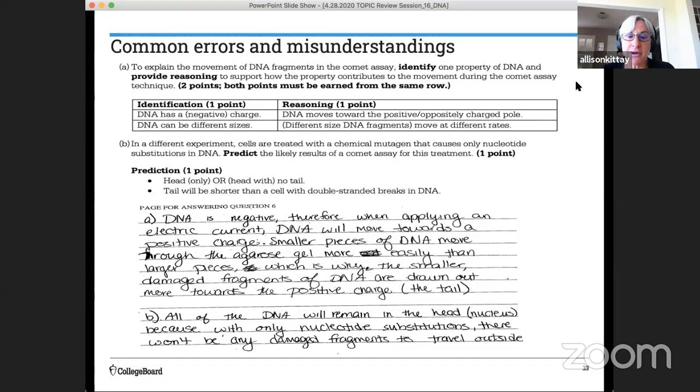DNA is negative. Therefore, when applying an electric current, DNA will move towards a positive charge. Smaller pieces of DNA move through the agarose gel more easily than larger pieces, which is why the smaller damaged fragments of DNA are drawn out more towards the positive charge, or the tail. And in part B, all of the DNA will remain in the head, the nucleus, because with only nucleotide substitutions, there won't be any damaged fragments to travel outside.